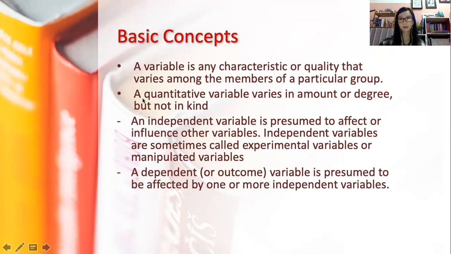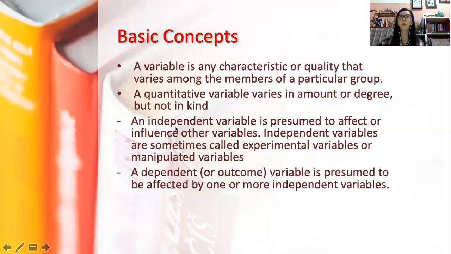In this type of research, namely quantitative research, we deal with what we call a quantitative variable. A quantitative variable is different in amount or degree, because it's related to quantity. So the difference lies in the numbers. It can be amount or degree.